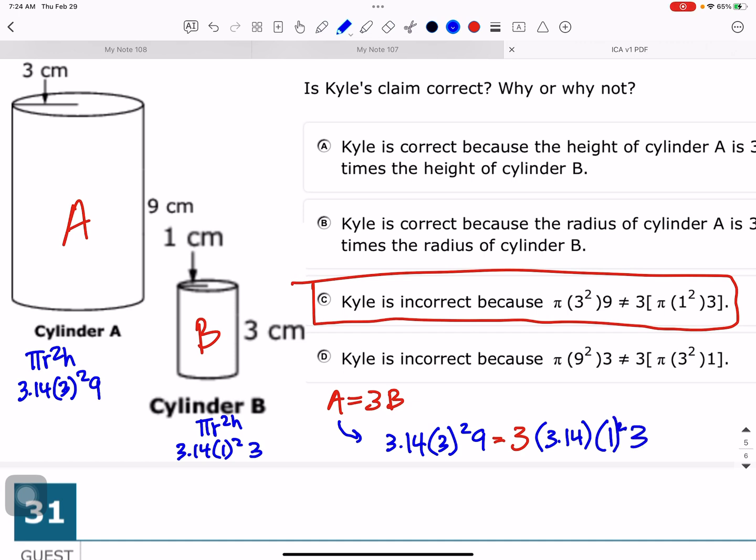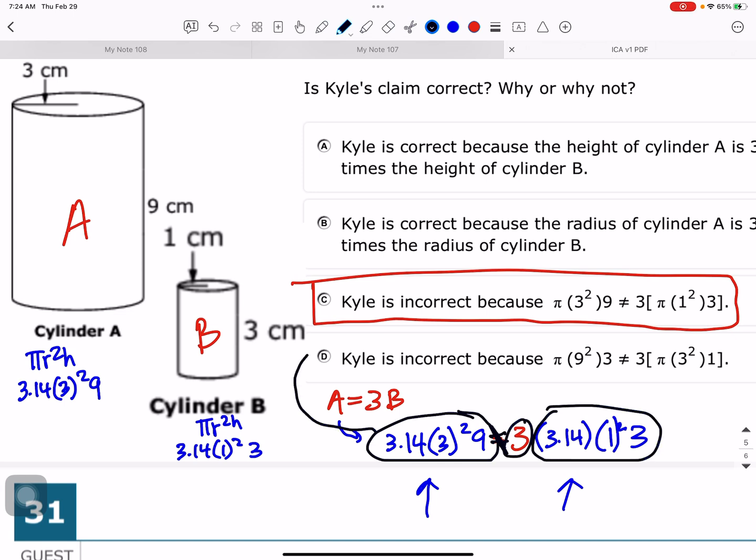Now, if you actually do the math, it works out that this is way bigger than 3 times this. These do not equal each other when you actually put them in your calculator. So they do not equal each other. I'm going to put an X through this equal sign. So the volume of one is not equal to 3 times the volume of the other, and that is exactly what that says. Kyle is wrong because the volume of A is not 3 times bigger than the volume of B.